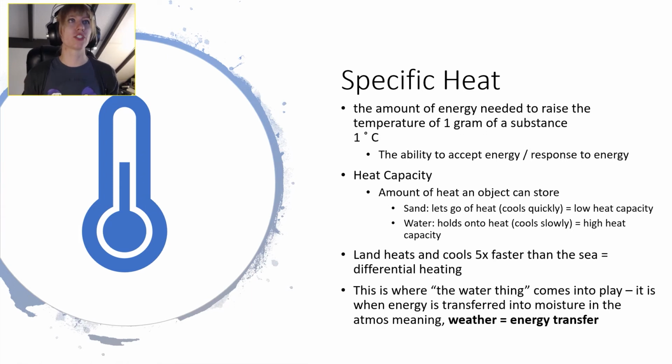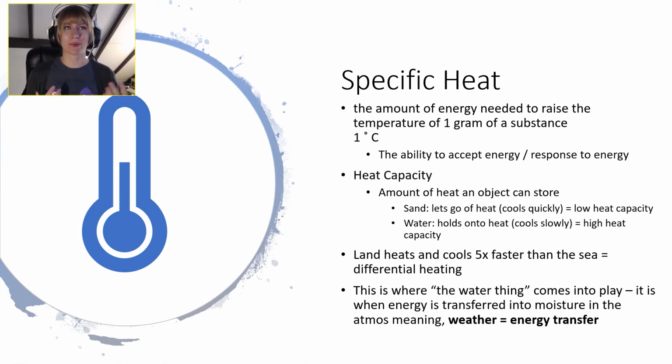So differential heating is a temperature imbalance, and the atmosphere will try to fix it always, using different energy transfer mechanisms like convection. And this is where the water thing comes into play that I said earlier. So specific heat is the amount of energy needed to raise the temperature of 1 gram of a substance 1 degree Celsius. And then we have to look at the ability of said substance to accept energy and its response to energy. So heat capacity is the amount of energy heat an object can store.